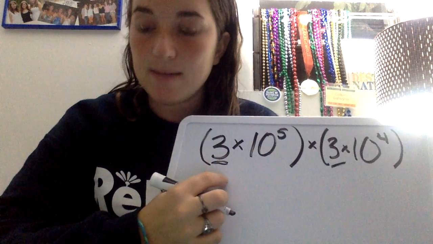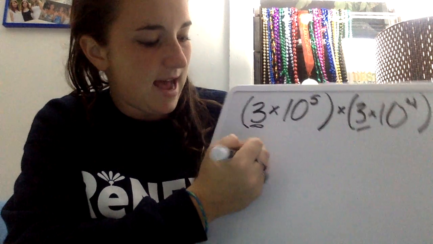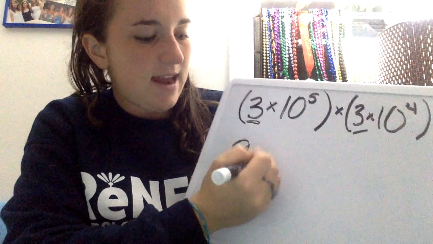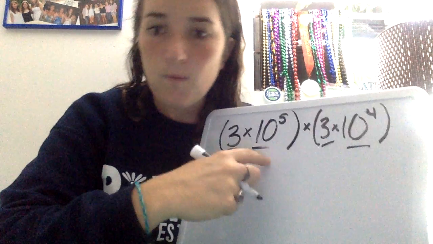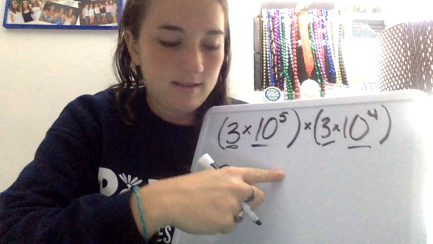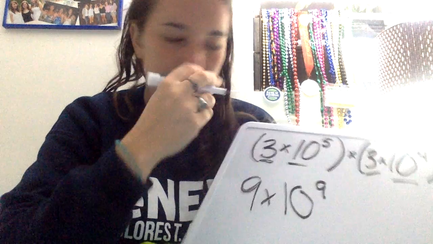So I'll do 3 times 3. What is 3 times 3? 3 times 3 is 9. And now I can multiply my tens together. What do I do to multiply my tens? Yeah, I'm going to keep my base and add my exponents.